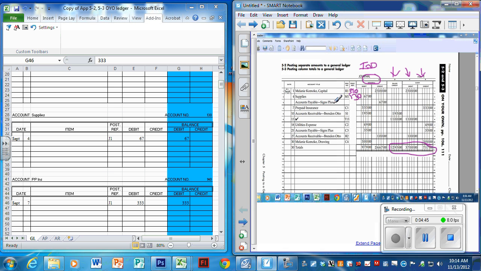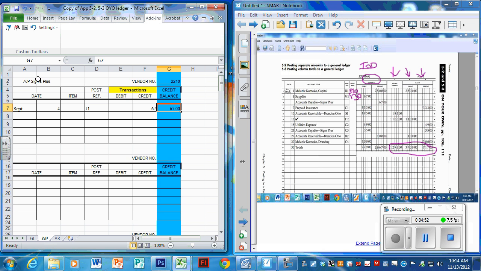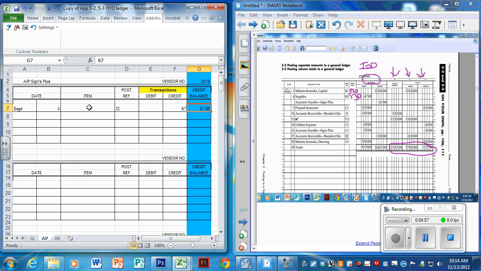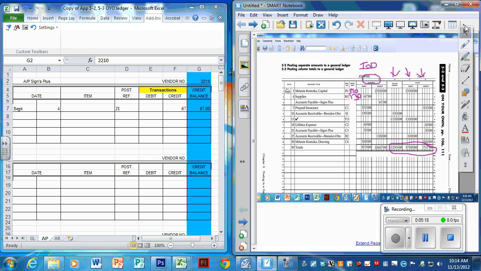Okay, next one, AP Signs Plus. I've got to go to my AP tab and find Signs Plus. On that tab, I'm going to go ahead and post this $67 credit. So the date is September the 4th, journal page 1, a $67 credit. There was no beginning balance, so $67 plus 0 is a $67 credit balance. I take the account number 2210 and I post it on my journal.